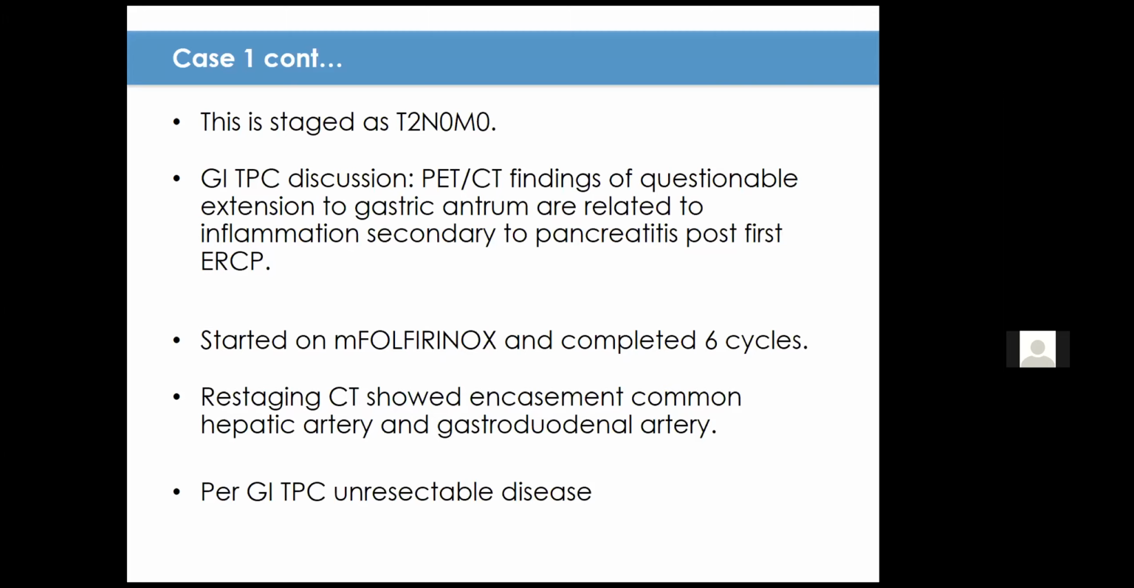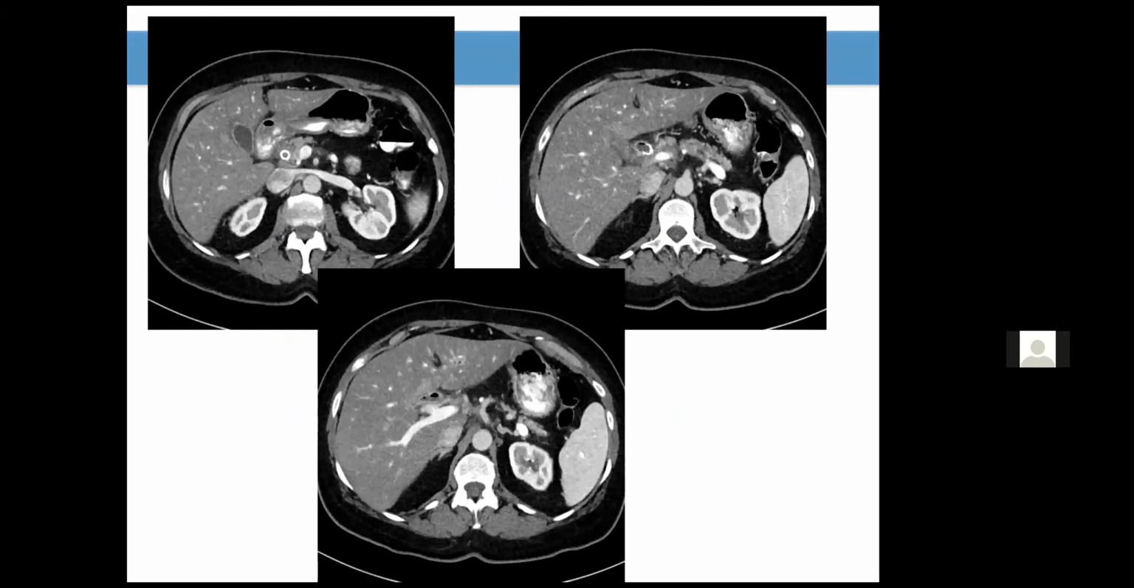Restaging CT scans show encasement still of the common hepatic artery and gastroduodenal artery. At the time, she was back to have a discussion in the GI tumor board or GI treatment planning committee, and she was still felt to be non-resectable. And you can see here that we have some poorly enhancing mass in the head of the pancreas that's adjacent to the CBD, measuring probably about 2 centimeters.